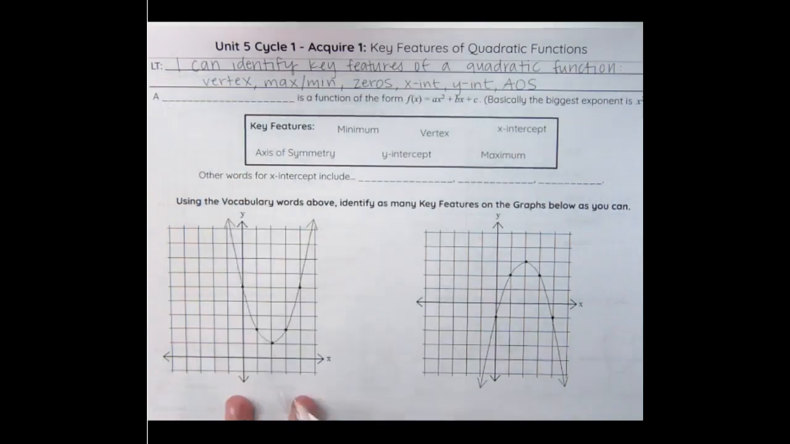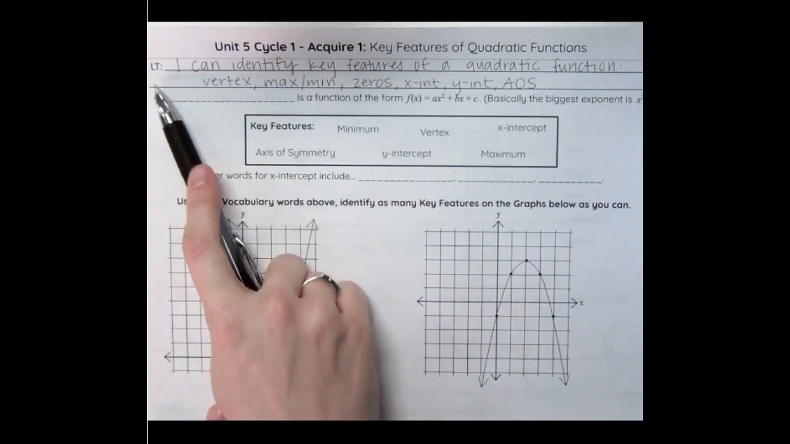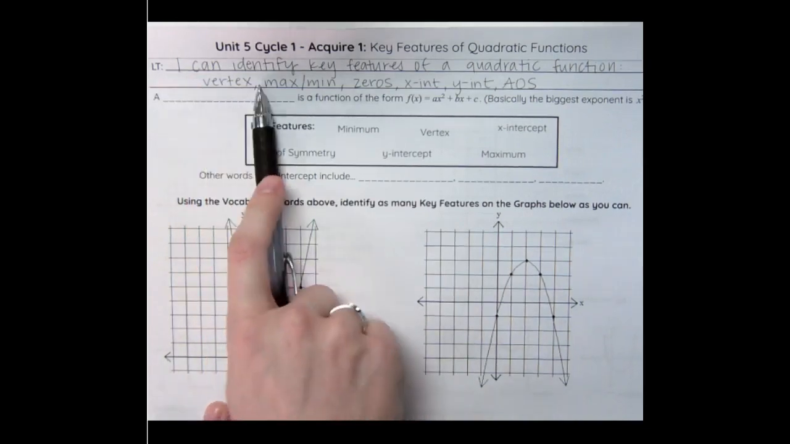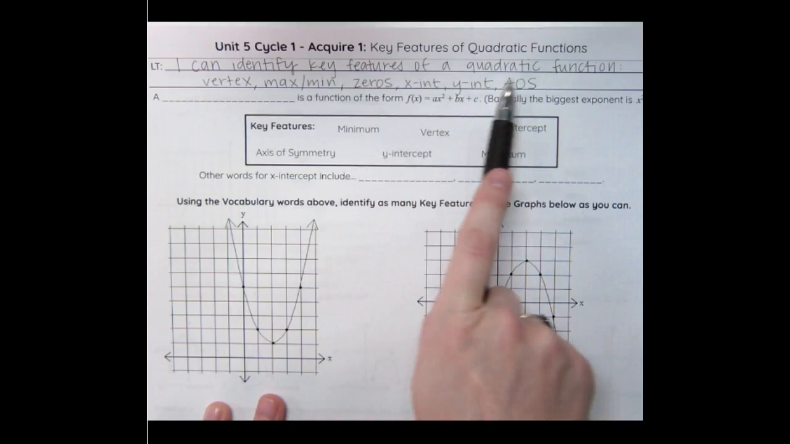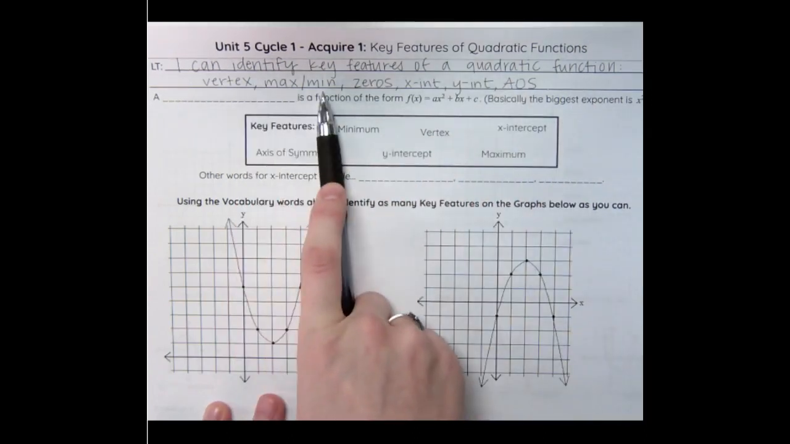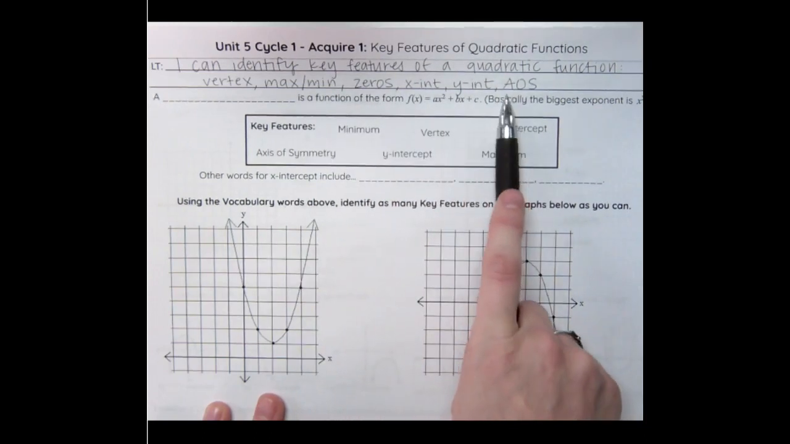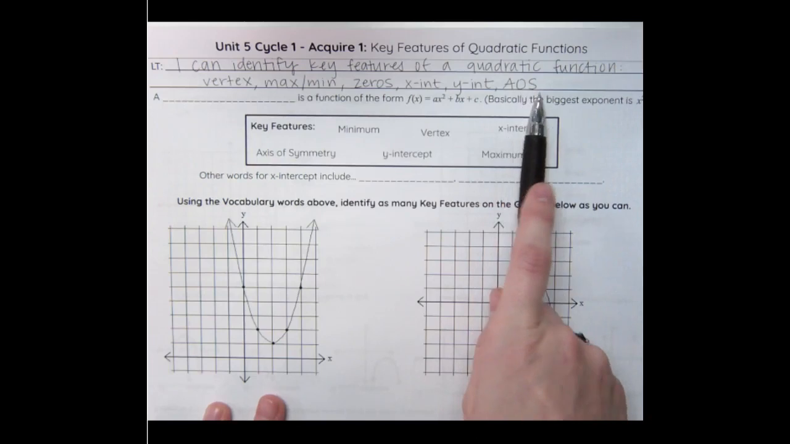Our learning target says what we're going to do for those sets of notes, so that when you get to the end of the notes, you think, do I know how to do that, or do I not? You can come back to your learning target, read through it, and say, yep, good to go. Our learning target for today is: I can identify key features of a quadratic function, and that includes the vertex, the max and the min, the zeros, the x-intercept, the y-intercept, and what's called the AOS.